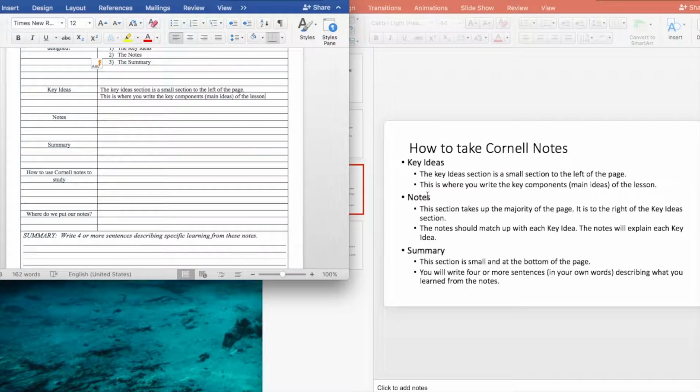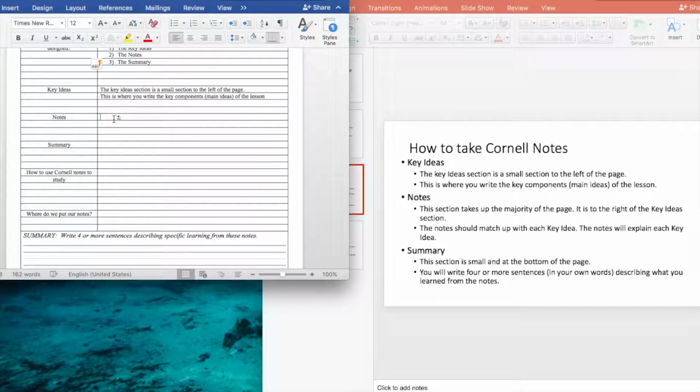Our next key idea is notes. So we're going to go ahead and take notes on notes. So this section takes up the majority of the page. It is to the right of the key ideas section. The notes should match up with each key idea. The notes will explain each key idea.